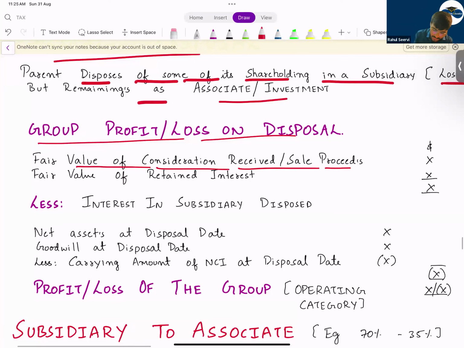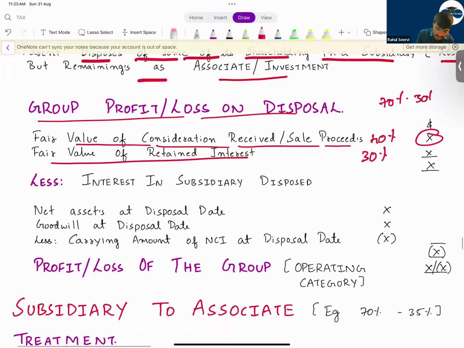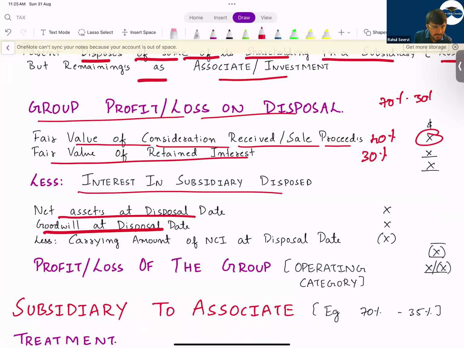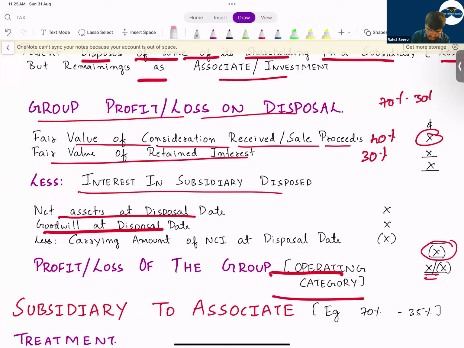See here now, fair value of the consideration received, you will take this plus the fair value of the retained interest. So if today I had, let us take 70 to 30 only, my fair value of the proceeds will be for 40%. My interest that is retained is what? 30%. Then less interest in subsidiary disposed of: net asset at the disposal date, goodwill at disposal date, less carrying amount of NCI at disposal date. You will get this value, this value will reduce, so you will get your gain or loss. This gain or loss will be shown in the operating category. Operating. This formula will be repeated for both the things here now.